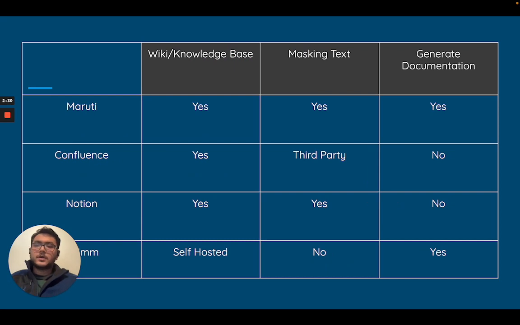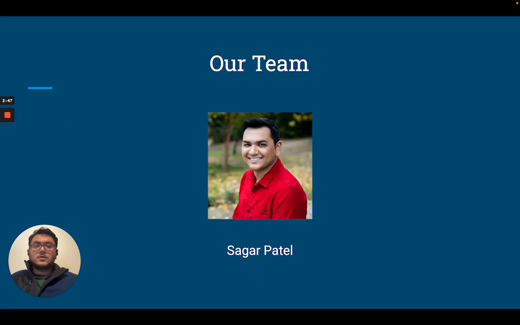And who are our competitors? Who are we competing against? Well, we're going up against Confluence, Notion, and Slab. Those have some of the similar capabilities, but they don't offer the full package that Maruti.io does. And who's working on solving this problem? At the moment, it's me, Sagar Patel, who's working on solving the problem.